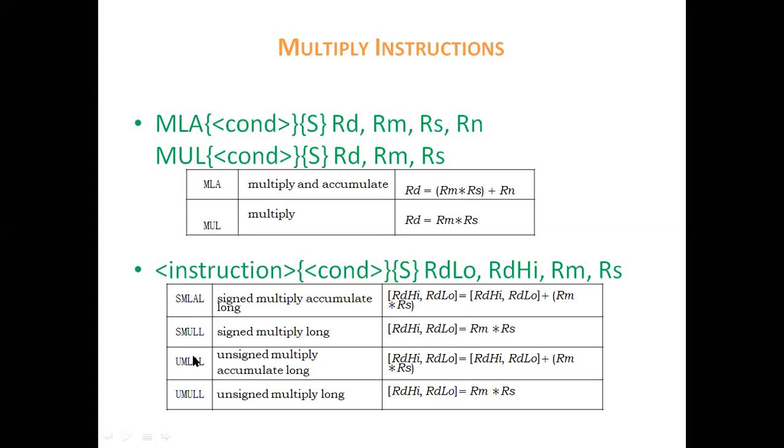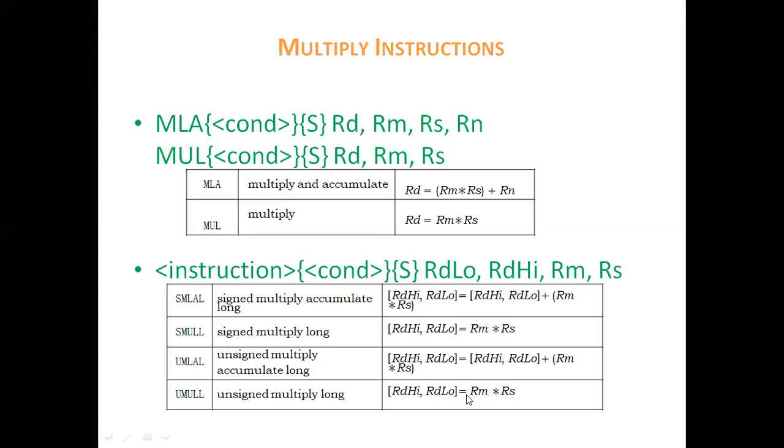So in this case, what happens in the signed multiply accumulate long is that here we are dealing with signed numbers, right? We have signed numbers and multiplying those signed numbers, and the result will go into two registers, and each register is of length 32 bits, right? The first 32 bits will be considered as the low order bits, and the next 32 bits will be considered as the high order bits, right? And the low order 32 bits will go to one register, and the high order 32 bits will go to another register, right?